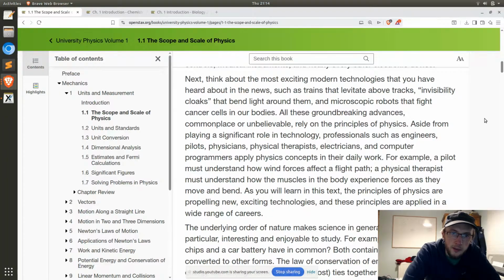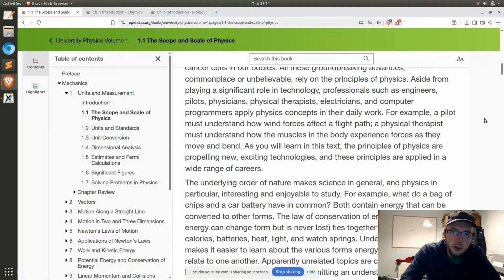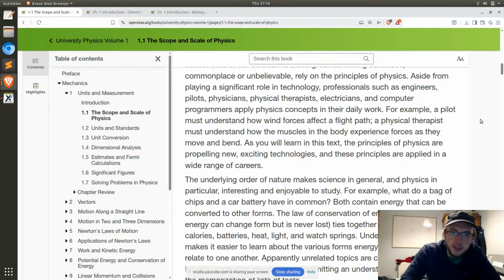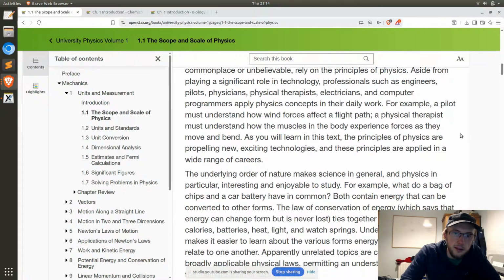All these groundbreaking advances, commonplace or unbelievable, rely on the principles of physics. Aside from playing a significant role in technology, professionals such as engineers, pilots, physicians, physical therapists, electricians, and computer programmers apply physics concepts in their daily work. For example, a pilot must understand how wind forces affect a flight path. Okay, that makes sense. A physical therapist must understand how the muscles in the body experience forces as they move and bend. That makes sense.